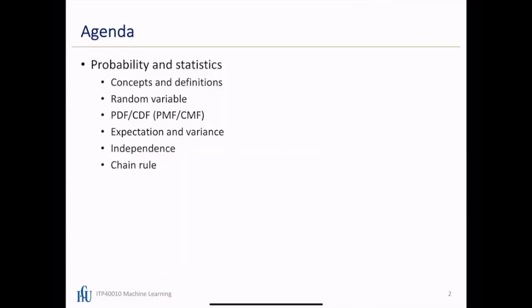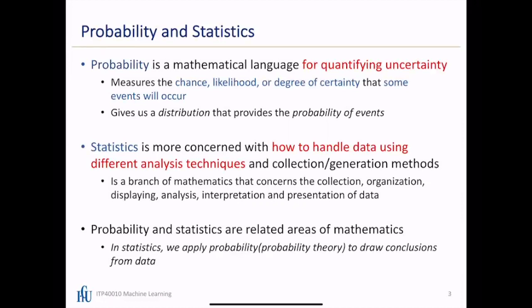Here comes the item that we want to discuss today. Probability and statistics. You may hear these terms and vocabulary a lot, but let's try to formally define them first. Probability is a mathematical language for quantifying uncertainty.